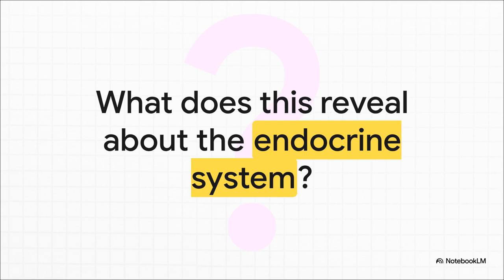And honestly, that leaves us with a pretty provocative thought. If simple stress or exercise can completely rewrite the brain's deepest hormonal programming, what other physiological assembly lines are being silently altered by our daily environments?